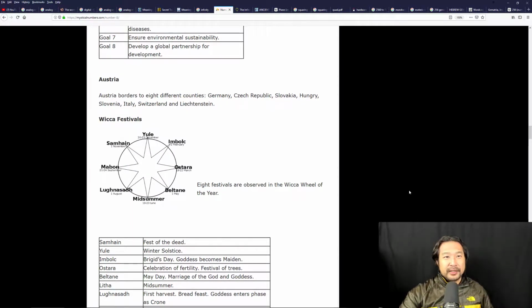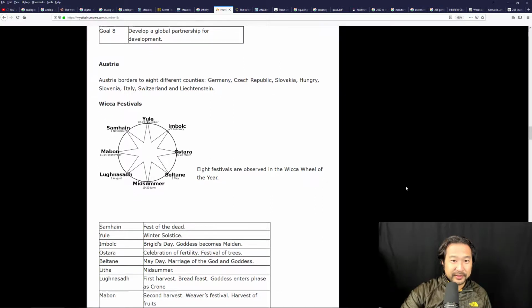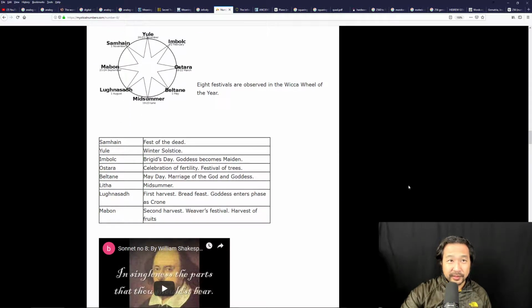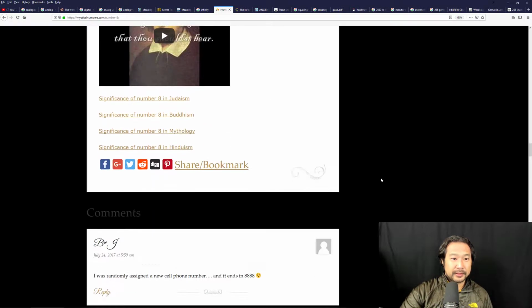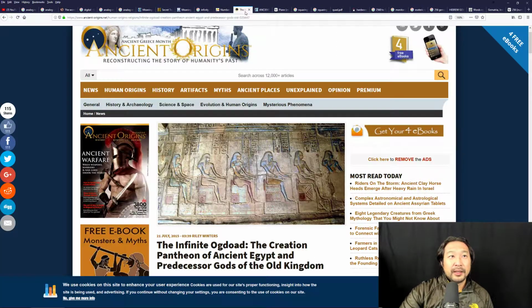Austria borders 8 different countries. The 8 festivals observed in the Wicca Wheel of the Year. Let's see. There's a lot more.